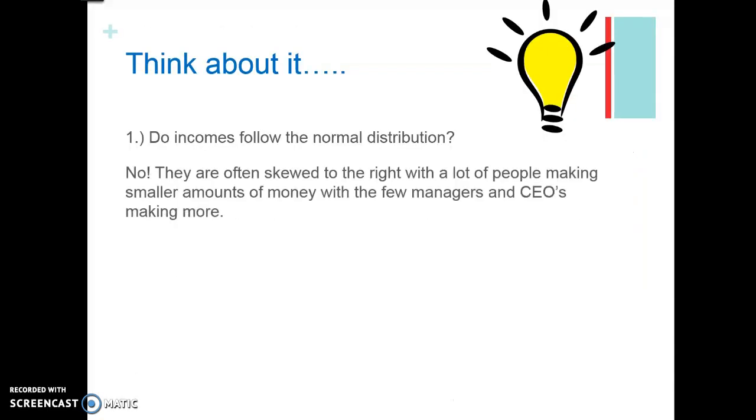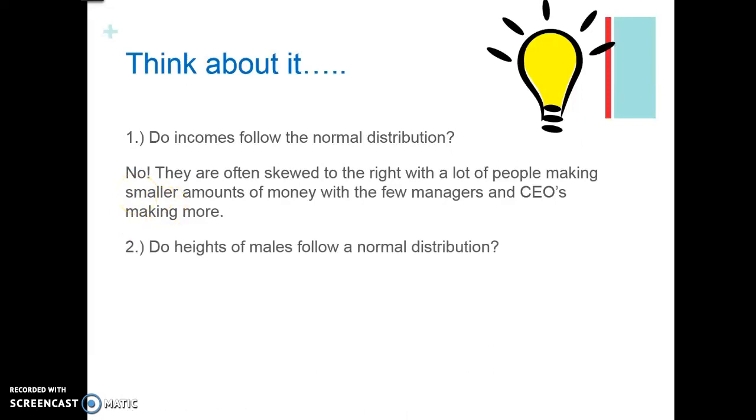All right, so just a couple things to think about. Do incomes follow a normal distribution? Incomes don't necessarily follow a normal distribution. They're often skewed to the right, which means they have a long right tail. Most of the people at a company will make a smaller amount of money, and then a few managers, principals, CEOs, owners of the companies are going to be the ones making more.